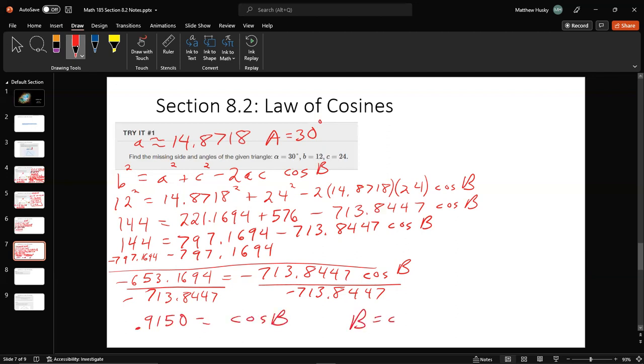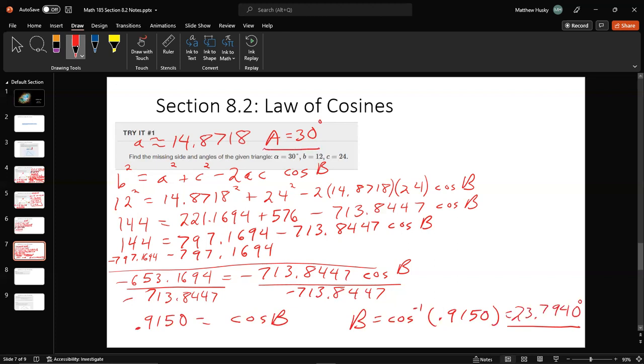So then big B is the cosine inverse of 0.9150, which is going to give me 23.7940. And that's an angle, so that is degrees. Okay, so we have angle B.